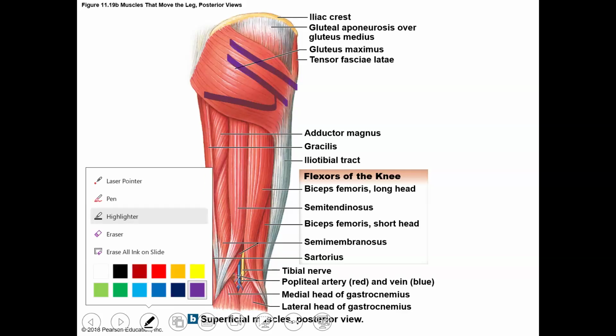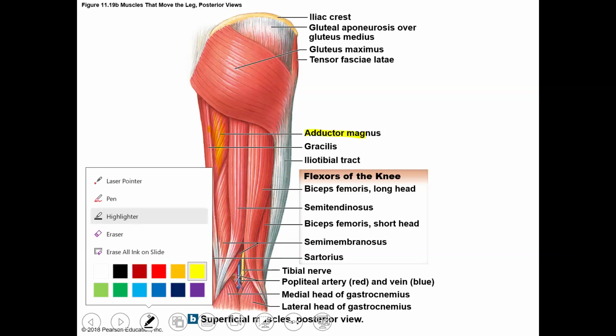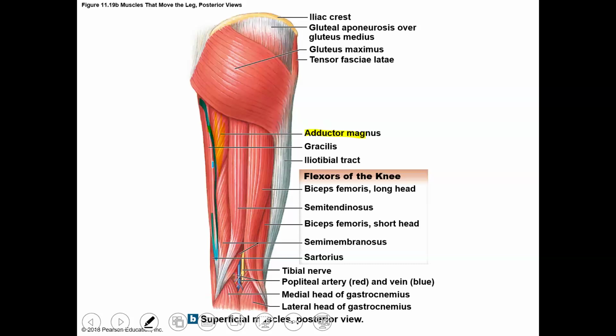And then we see TFL and the IT band. We can see glute med and a little connective tissue over it. We can see adductor magnus, the really big adductor. We can see gracilis, groin muscle. This one right here, gracilis, groin.